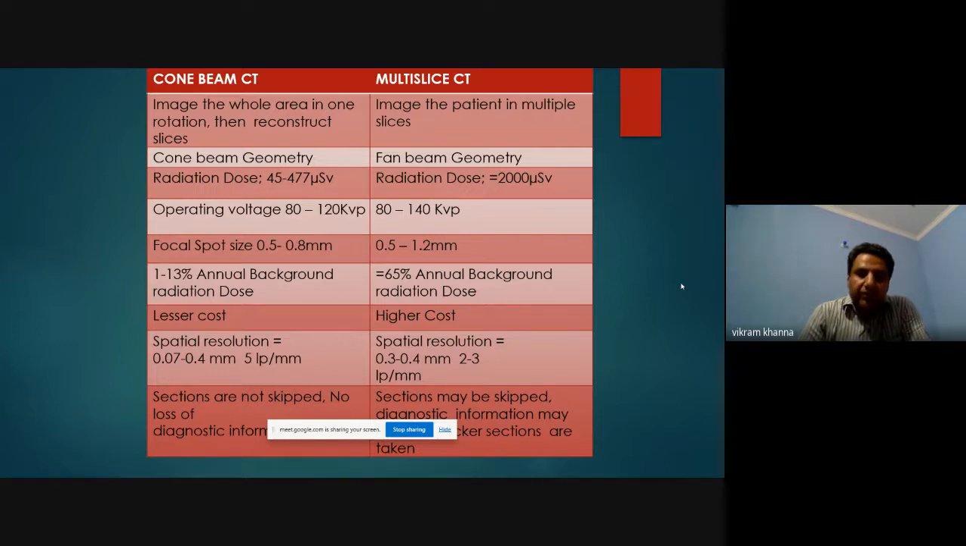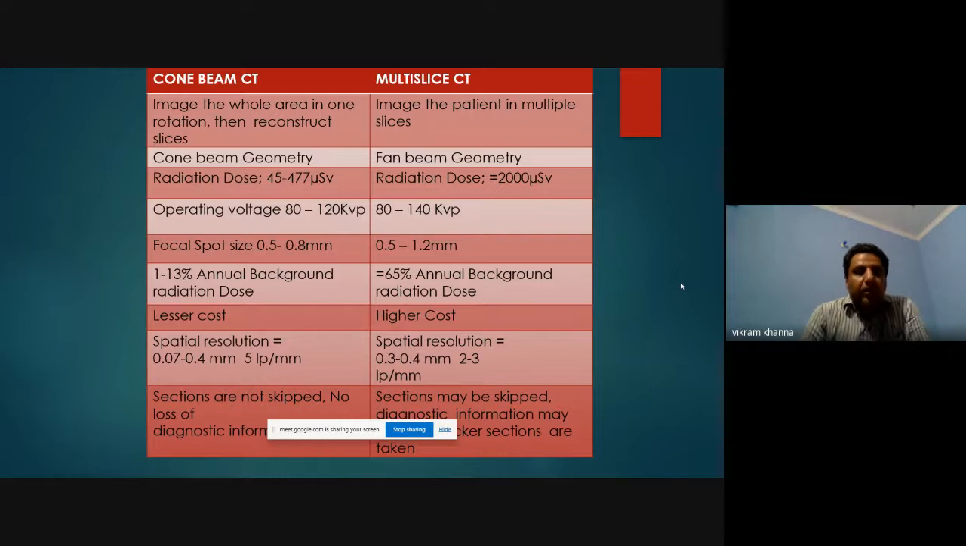Cone beam CT comes around 40 to 50 lakhs, whereas that goes up to 1 crore. Spatial resolution is very good as compared to CT scan. We'll explain why afterwards. You can see 0.07 to 0.4 mm line pairs per mm. Line pairs resolution is always measured in line pairs per mm.